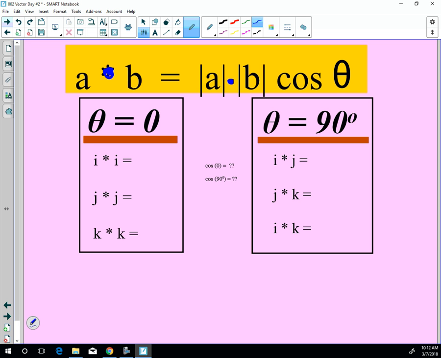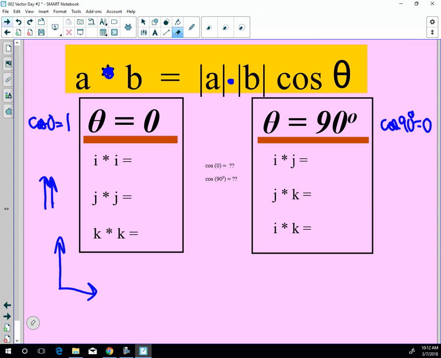0 or 1? Good. I like that you're kind of drawing a circle in your mind. Yeah, the cosine of 90 is 0, right? What's the cosine of 0? 1. So if two vectors are at an angle of 90 to each other, what's the dot product going to be? The cosine of 90 is 0, so this is going to be 0. And if they're parallel to each other, the cosine of 0 is 1. Okay, we'll keep that in mind.